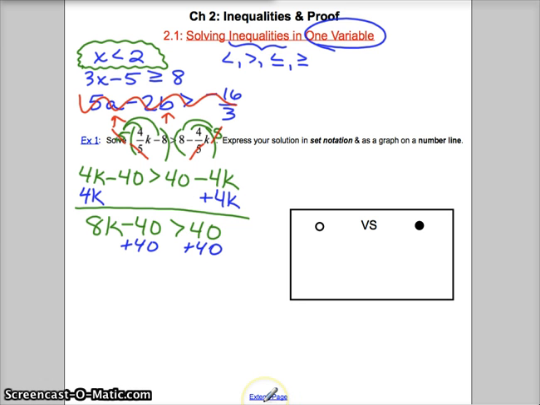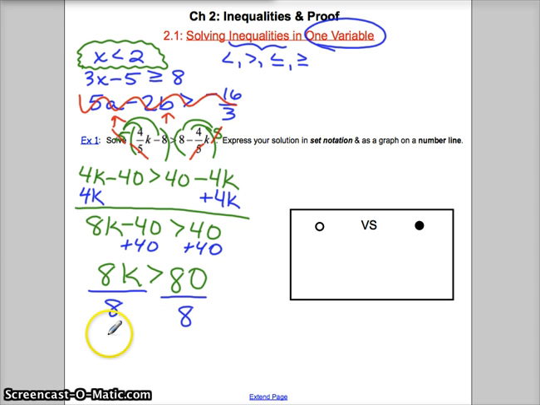I'm going to extend this page, and I have 8k is greater than 80. Now I just need to get rid of the 8, and since it's being multiplied by k, I need to do the inverse operation, which is divide both sides. Division, always with an inequality symbol, should raise a flag. Make sure you flip it when you're multiplying by a negative. Here I'm not, so I've got k is greater than 10.